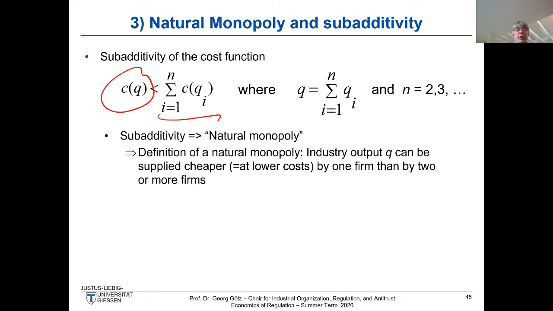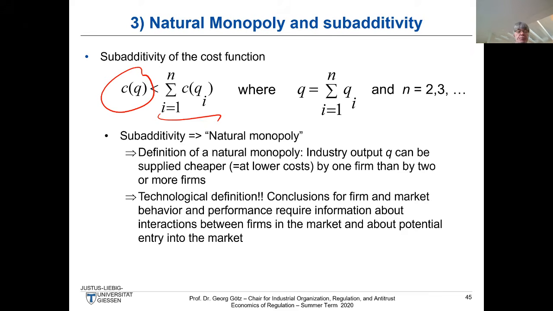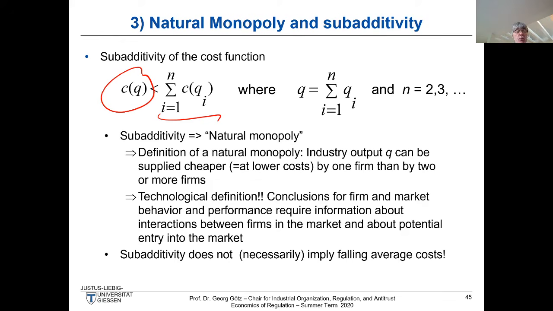Simply meaning that industry output Q can be supplied cheaper, that is at lower cost, by one firm than by two or more firms. This is a technological definition, and from that it does not immediately follow, or in no case immediately follow, that we will actually have a market structure with only a single firm active. We will discuss that in much more detail later on once we get into contestable markets and so on. Okay, that's what we have.